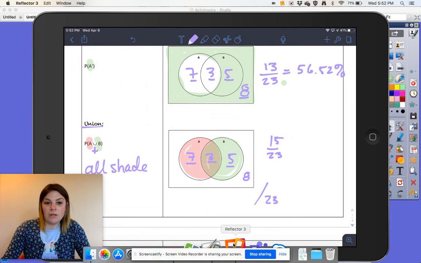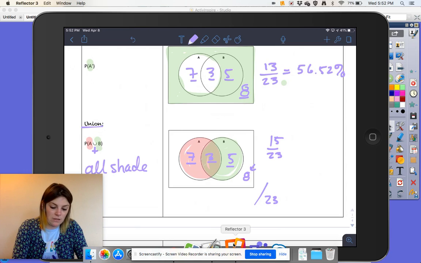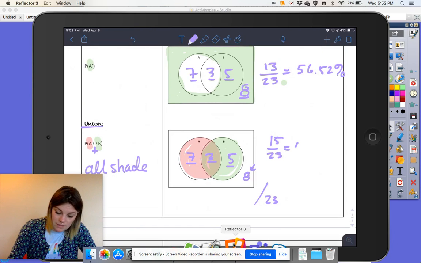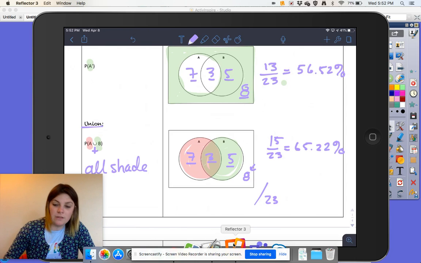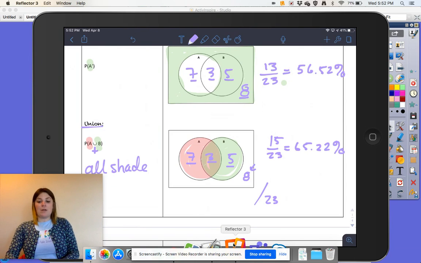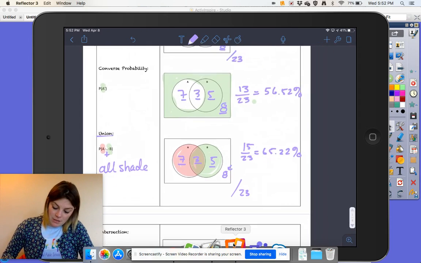Another way to think about it is it's everything except for the 8, right? So I could have just done 23 minus 8. Instead of having to add 3 things together, I can instead just subtract 1 thing. So this is 65.22% right there. Okay, let's keep going here.